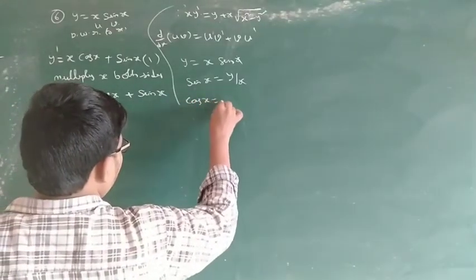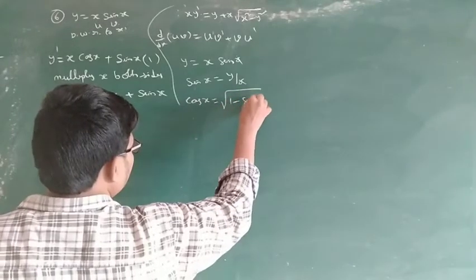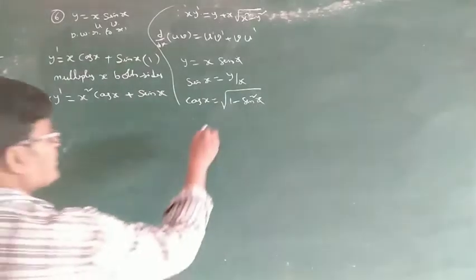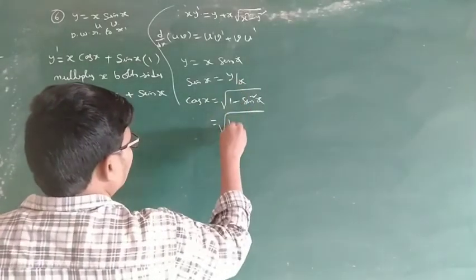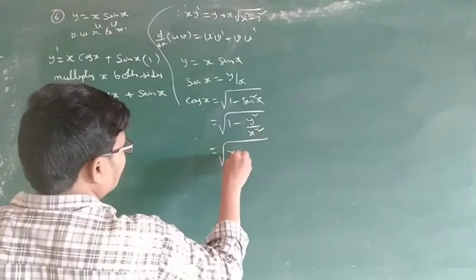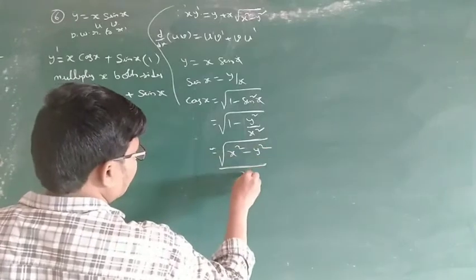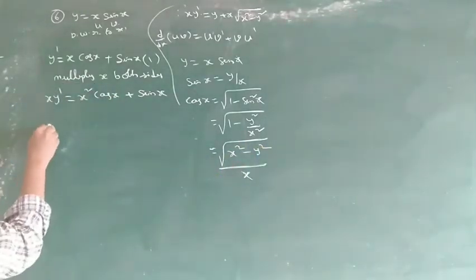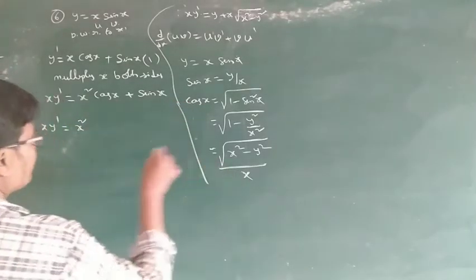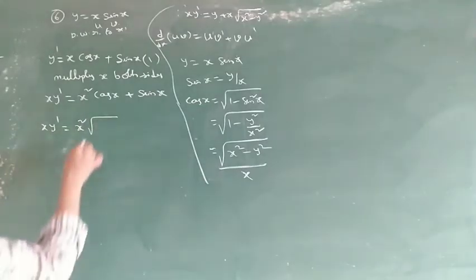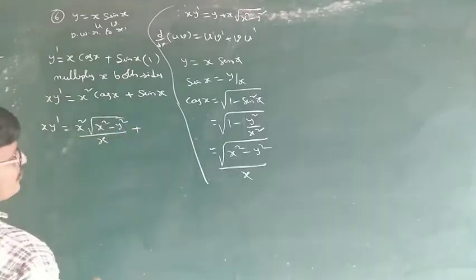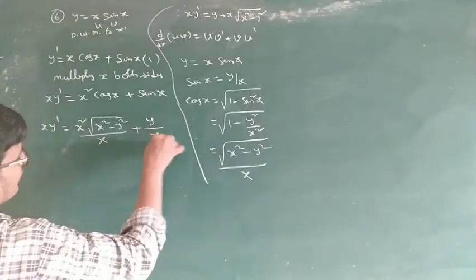So cos x is equal to root of 1 minus sin square x. So that is 1 minus sin square x is equal to y square by x square, that is equal to root of x square minus y square by x. So x into y dash is equal to x square into, what about cos x? x into cos x value root of x square minus y square by x plus sin x is equal to what? Y by x.